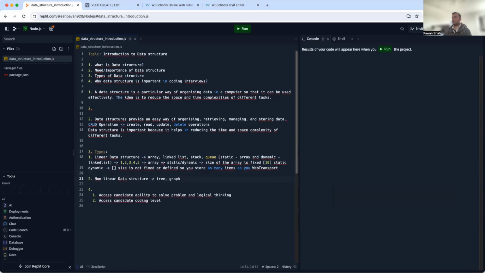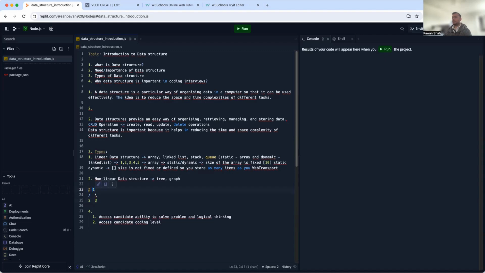Coming back to the non-linear data structure, examples are tree and graph. You can imagine a tree. Let's say you have a root 1, and then you have 2 here, and then again you have 3 here. So this is a tree structure. A tree will have one root node, which is the parent node, and then you have child nodes. So 2 and 3 are the children of 1, and 2 and 3 are siblings because they have the same parent.